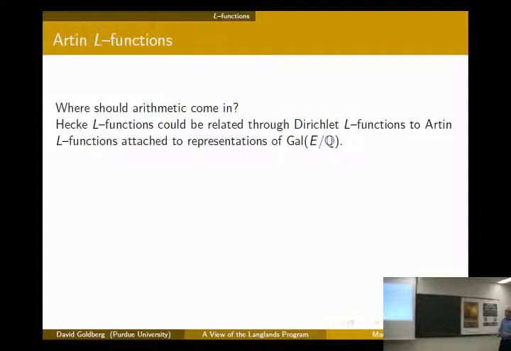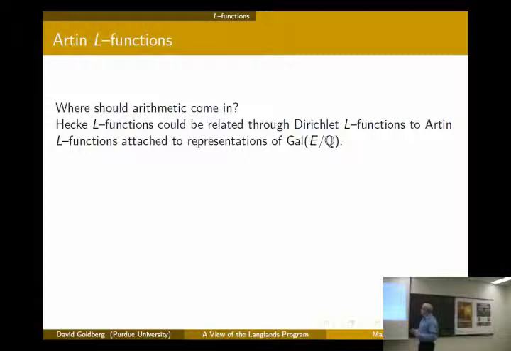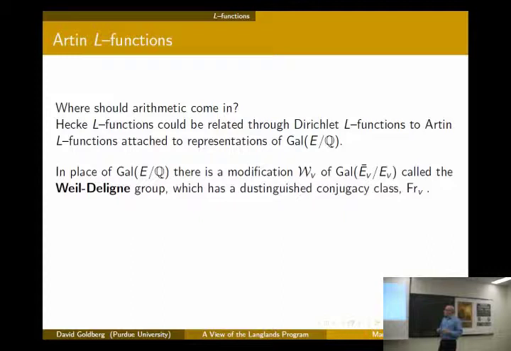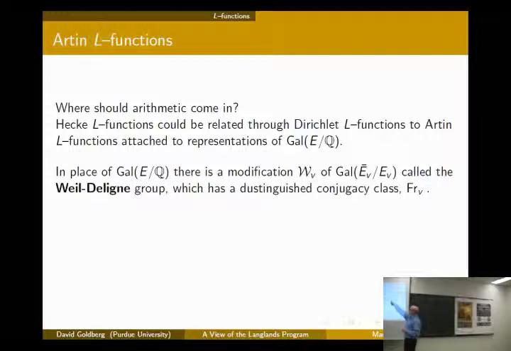So these L functions could be related to Dirichlet series, to something called Artin L-functions, which I talked a lot about last time, and this time I didn't talk about, but those are associated with the Galois representations. And by the way, that's the method of attack that Wiles used, was to look at the Galois representation. So in place of the Galois group, you have to modify it a little bit, but there's something called the Weil group. But you can just think of the Galois group, with the closure, and it has a distinguished conjugacy class. That's really what you need to know.